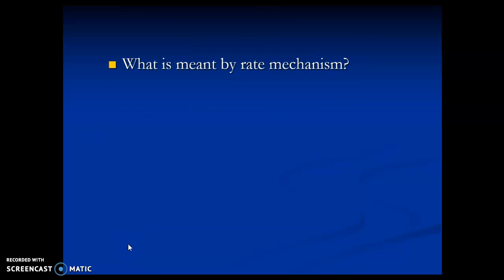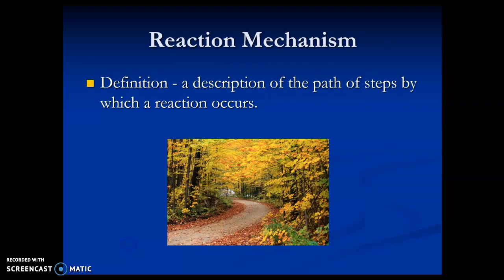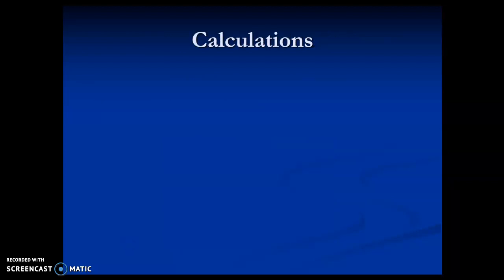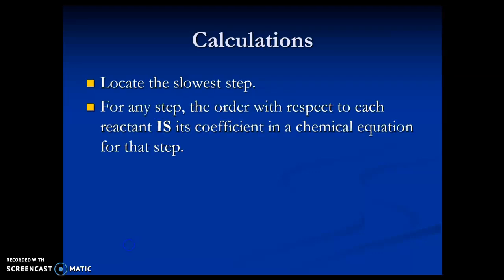So what does it mean by reaction mechanism? What is meant by reaction mechanism, and what is the rate determining step? We're going to go through that. Reaction mechanism basically is a description of the path of steps by which the reaction occurred. Meaning, the reaction can occur in one step, two steps, three steps, multiple steps. This is how you determine it. You need to locate the slowest step, which will be indicated in the information that you're given.